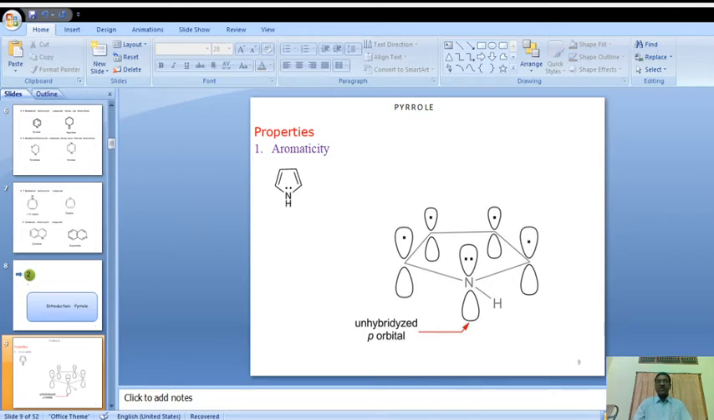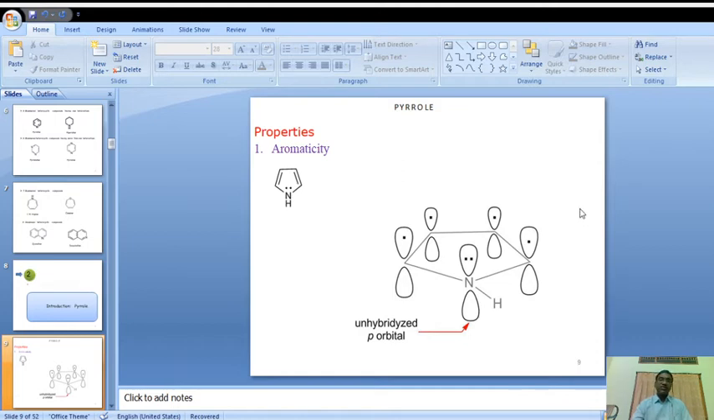These 5 atoms are in a single plane. On the nitrogen atom there is an unhybridized p orbital, but the difference is that in this nitrogen atom the unhybridized p orbital contains a pair of electrons, but the remaining carbon atoms contain a single electron each. Only the nitrogen atom contains a pair of electrons. This is the difference. Please observe.